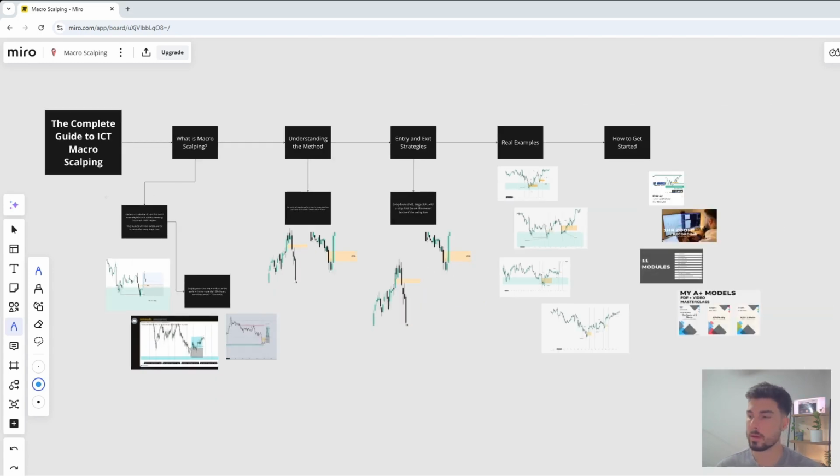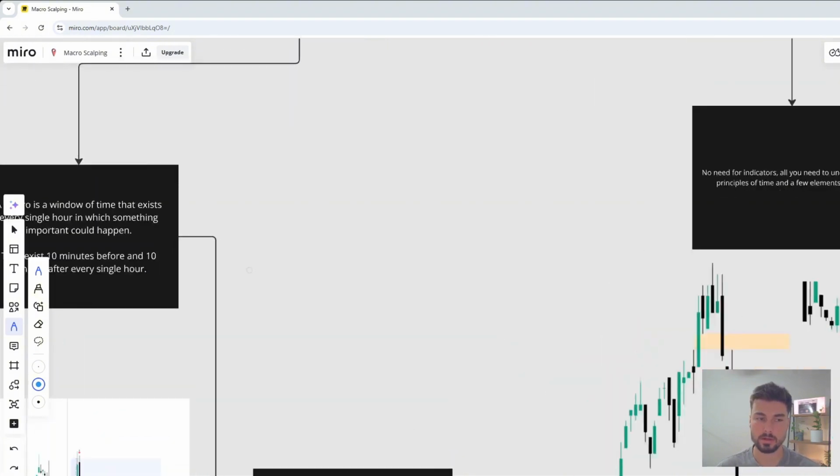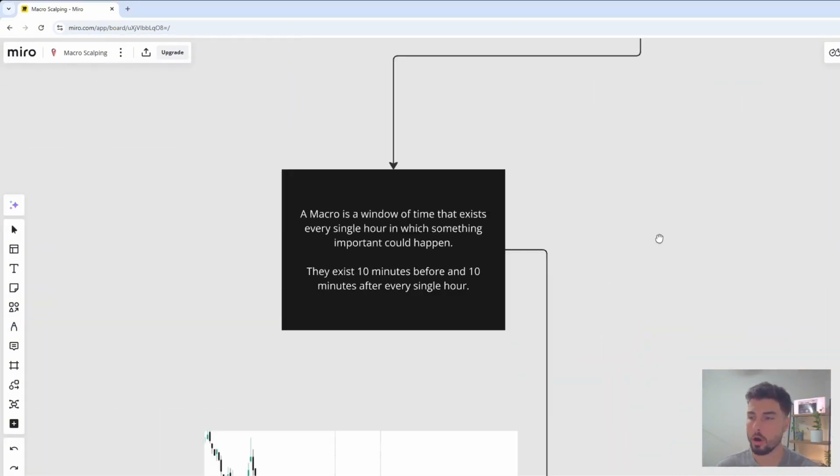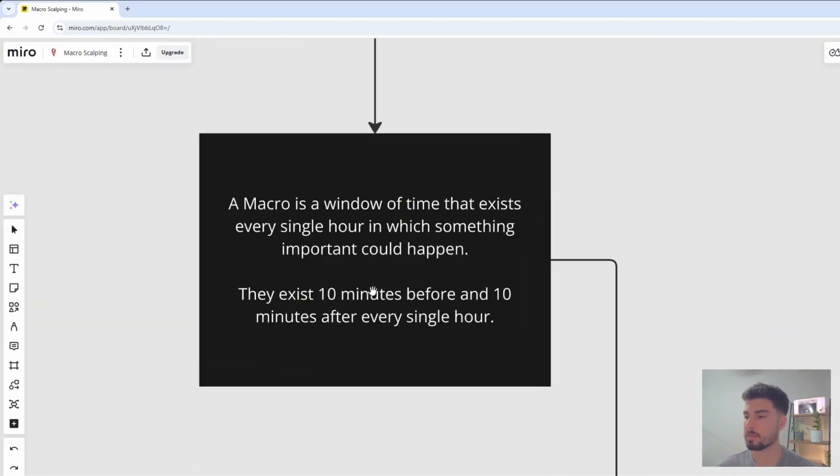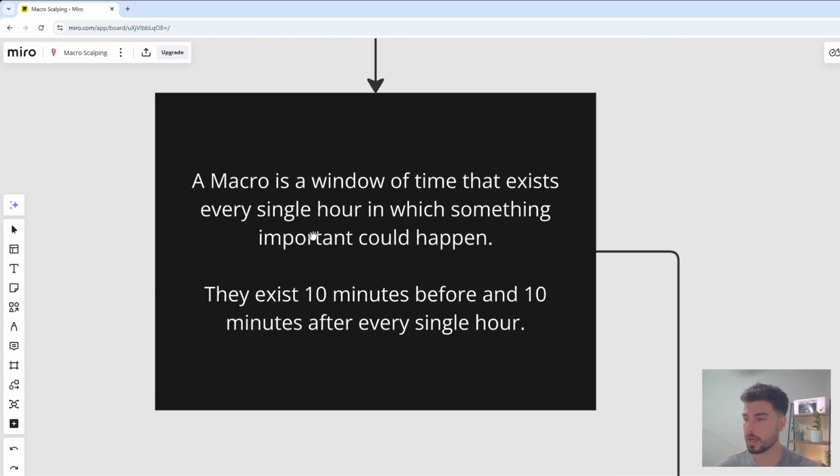So firstly, I want to talk about what is macro scalping and why did I start trading macros in the first place. Ultimately, this is what macro scalping is. It relies on what's called a macro. So if you are a complete beginner, a macro, all it is, it's a window of time. It's a time window, and these exist 10 before and 10 after every single hour.